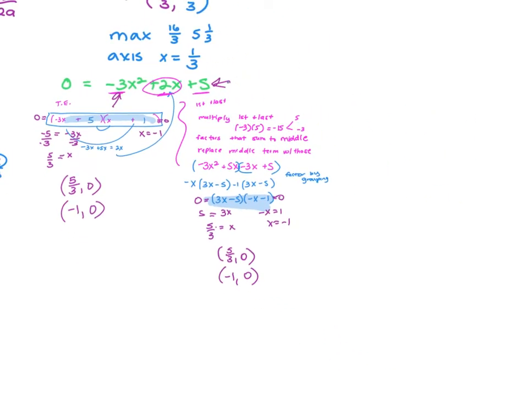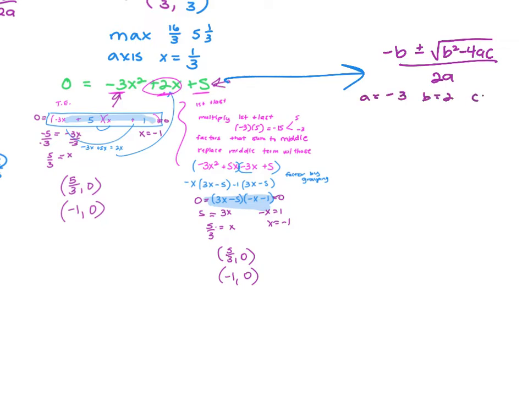Because everything that we're graphing in this section is a quadratic, you can use the quadratic formula, which is negative b plus and minus the square root of b squared minus 4ac all over 2a. So a is negative 3, b is 2, c is 5. Negative 2 plus and minus the square root of 2 squared minus 4 times a times c, all over 2 times a.